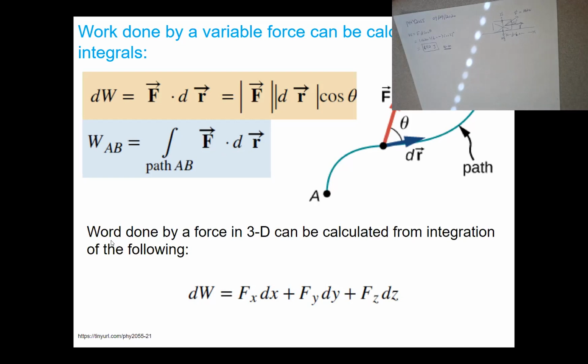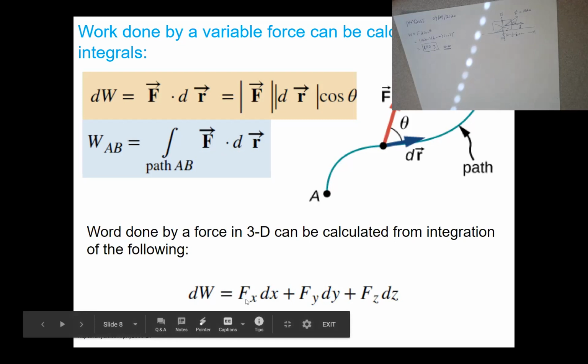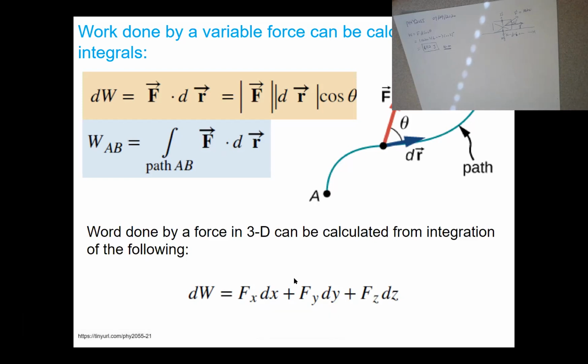So you can break this into three dimensions. You can use the components. So you can do the x component, so basically it will be Fx dx, and then the y component Fy dy, and then the z component Fz dz. And then you can add them up to be the differential form of the work done by this varying force. Then you can integrate through the path from point A to point B.